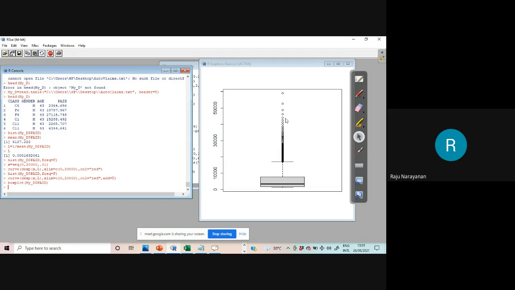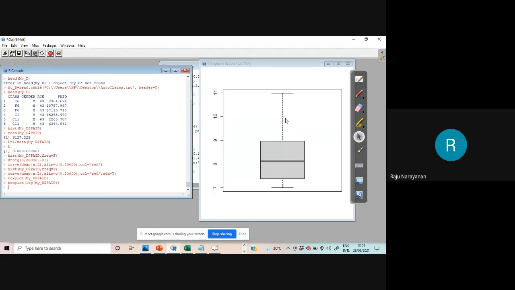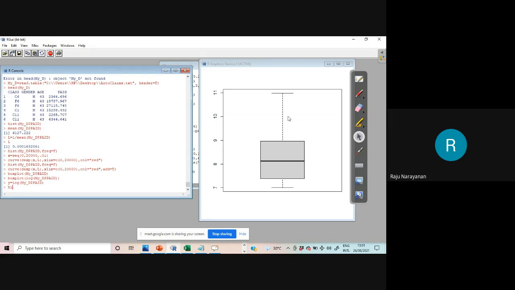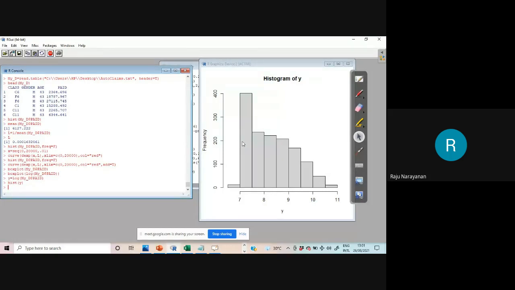Then you can try, as sir said, a box plot of the logarithm of my paid. We just type logarithm, that's all, and it will do the work. Now you see, you are getting a somewhat beautiful thing. Let y equal the logarithm of my D dollar paid, then you try a histogram of y. The distribution was highly skewed before. Now it is not that much.